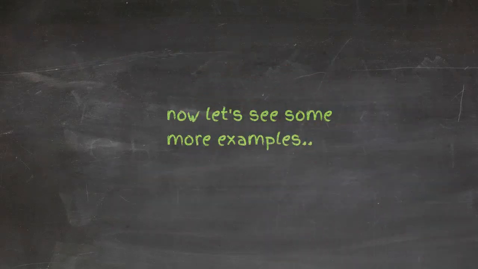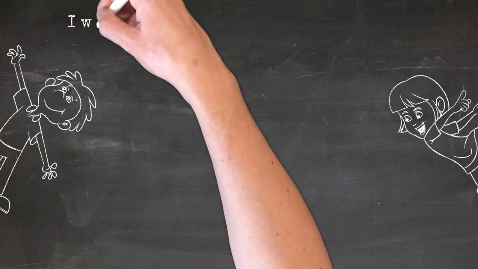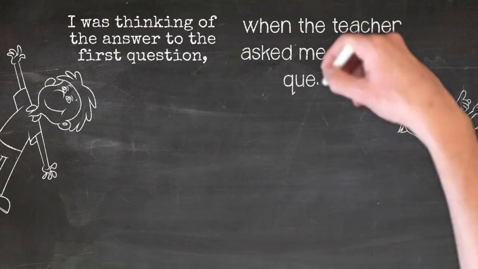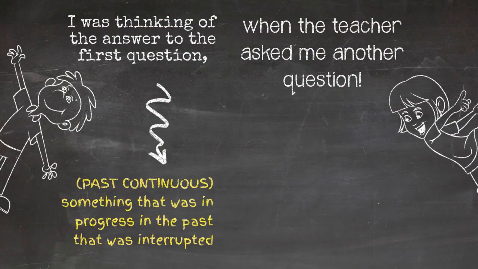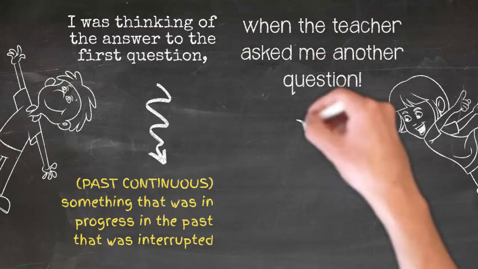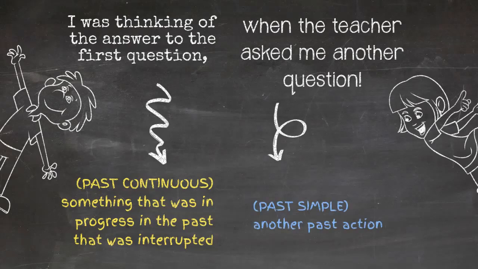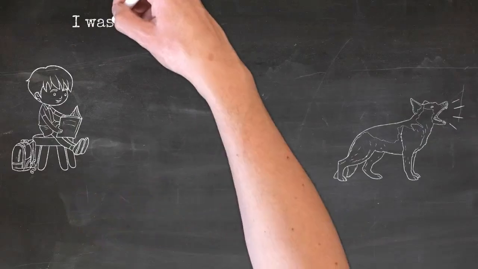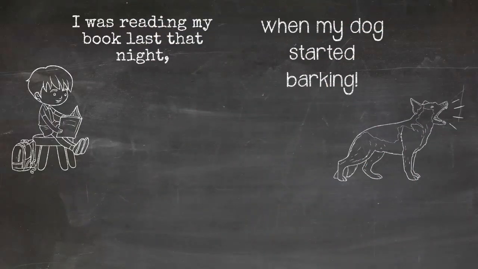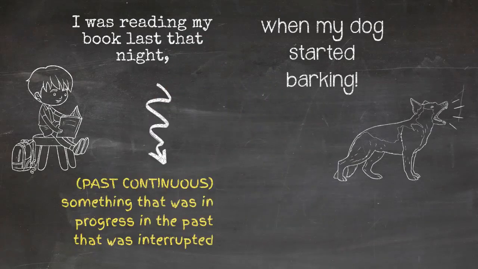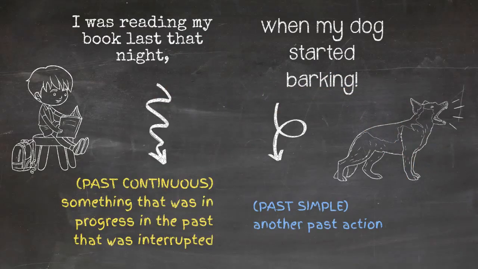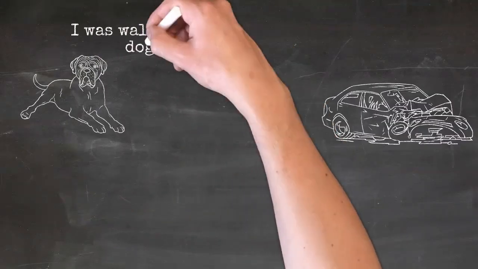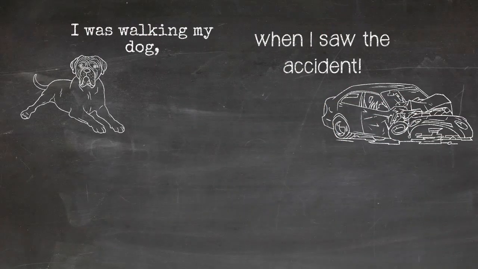Now let's see some more examples. I was thinking of the answer to the first question when the teacher asked me another question. The first event is in past continuous. It was something that was in progress in the past that was interrupted by the second event, which is in past simple. I was reading my book last night when my dog started barking. I was walking my dog when I saw the accident.